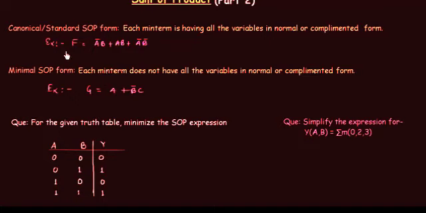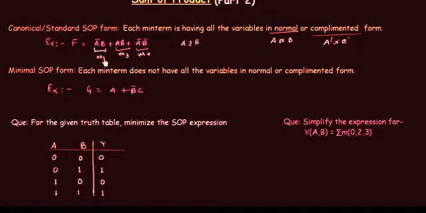So if I see this example, the function is f and there are three minterms. The first is a complement b, the second is ab, the third is a complement b complement, and in total we have two variables, a and b. You can see that this one is minterm 1, this is minterm 3, and this one is minterm 0. Each of these minterms has a and b in normal or complemented form. By normal I mean we have a or b, and by complemented form I mean a complement or b complement.